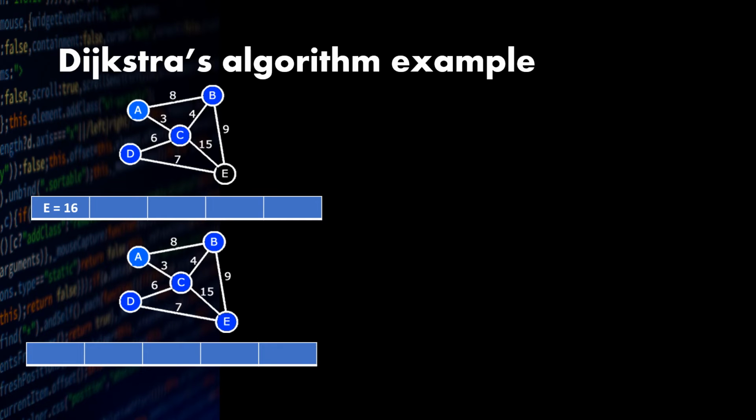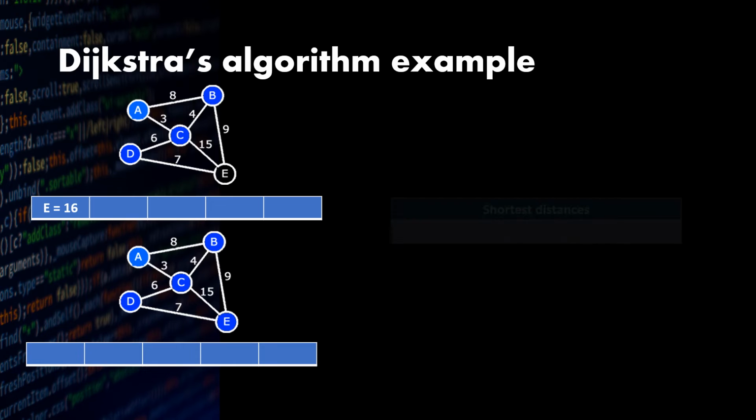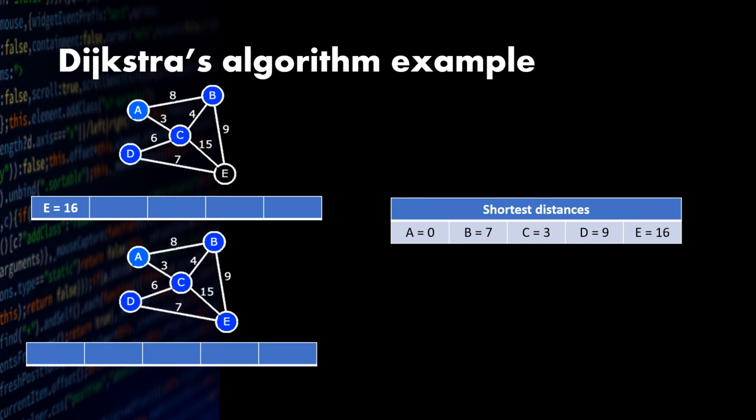There are no new places to visit, so there's nothing to update. Each time we have popped a node off the queue, it has had its shortest distance. Final shortest distances are 0 from A to itself, 7 from A to B, 3 from A to C, 9 from A to D, and 16 from A to E.